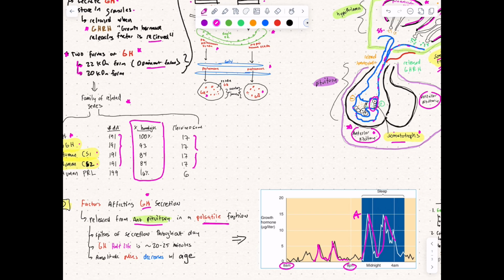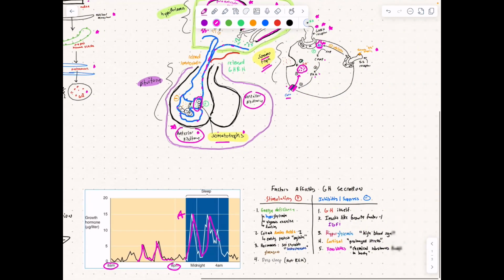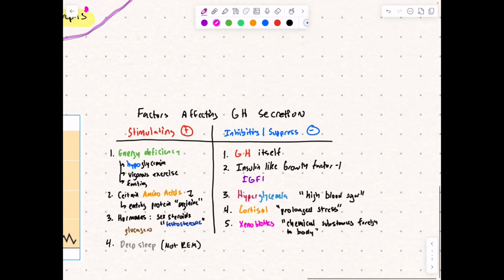And then one important thing to know is growth hormone has a relatively short half-life of about 20 to 25 minutes. This will change if it is bound to growth hormone binding protein, which we'll talk about in a little bit. And then another thing to know is the amplitude of the pulses of growth hormone decreases as you get older.